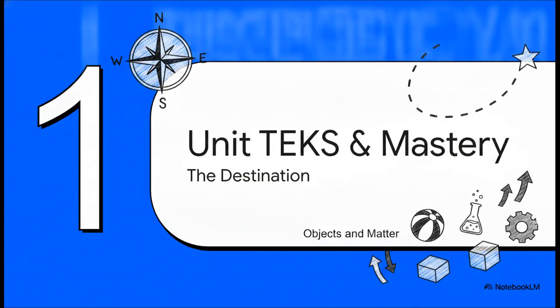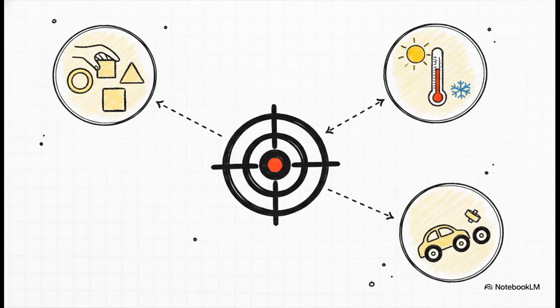All right, Section 1, Unit TEKS and Mastery, the destination. Let's dive right in and look at exactly where we're taking our students by beginning with the end in mind. So we're targeting 3 specific science TEKS here. First, 1.6a, where students classify objects by physical properties, things like shape, color, texture, size, and weight.